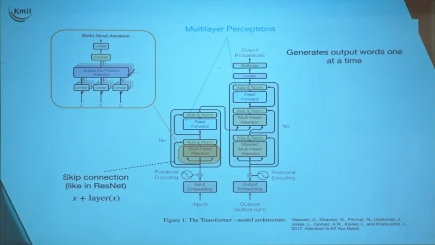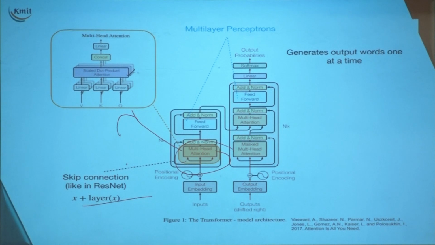Now when you look into this diagram, what is the first block? MHA. This is how MHA is obtained. What are these residual connections? X plus layer of X. What do you mean by X plus layer of X? Input plus MHA of that input. Similarly, for another residual connection, X plus layer of X means input plus feed forward of that input.